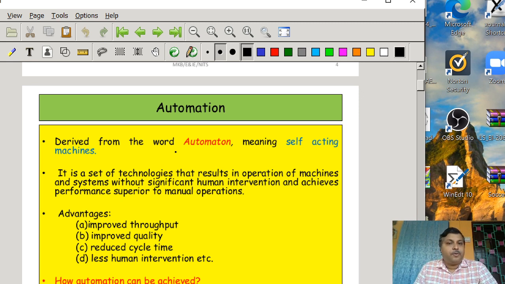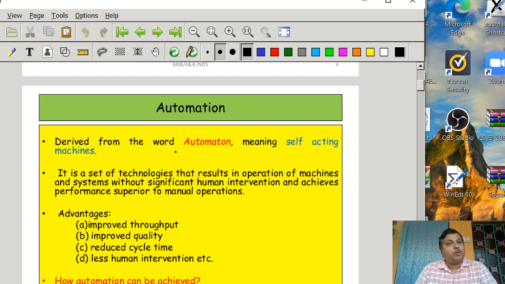Now, derived from the word automaton, meaning self-acting machines. I think it is a Latin word, so meaning self-acting machines. It is a set of technologies that results in operation of machines and systems without significant human intervention and achieves performance superior to manual operations.